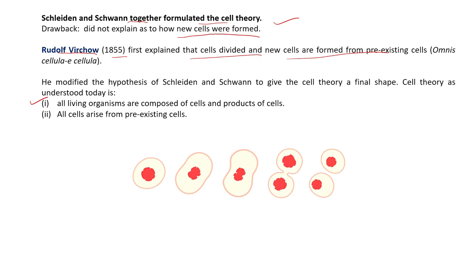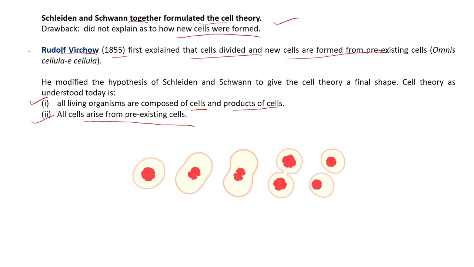The first point is that all living organisms are composed of cells and products of cells. Living organisms have a basic structural unit, the cell, and these cells combine together to form tissues. So all living organisms are composed of cells and products of cells. The second point is that all cells arise from pre-existing cells.